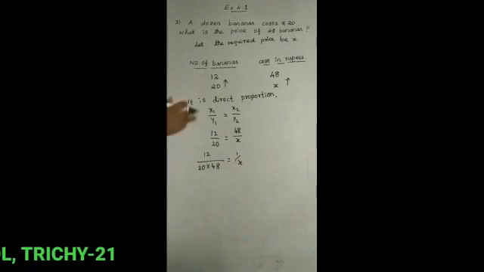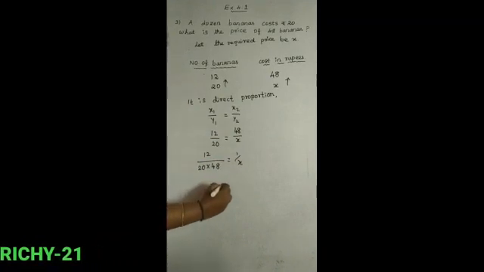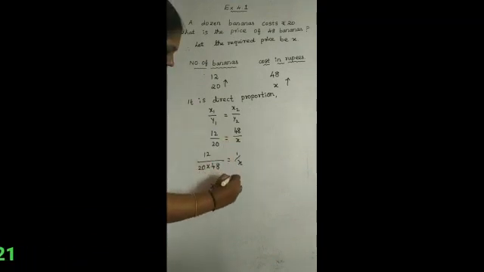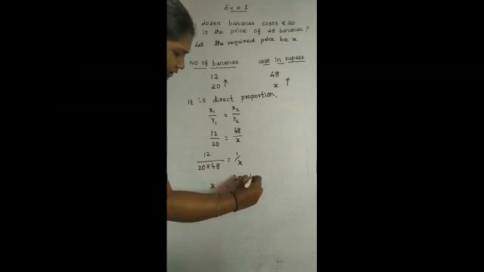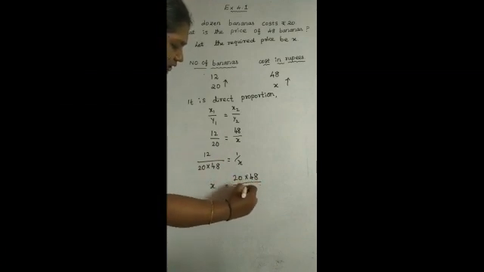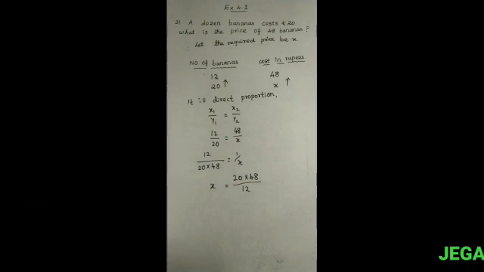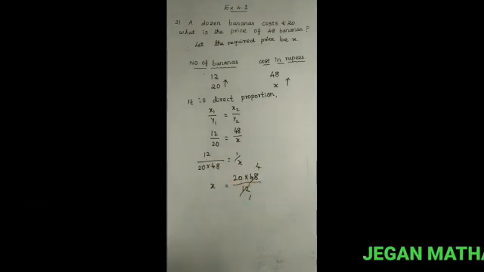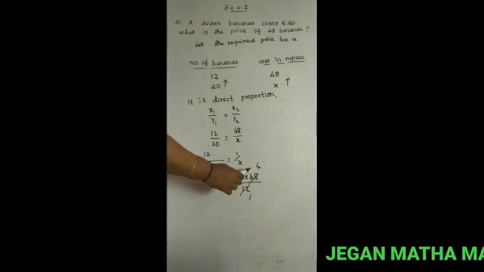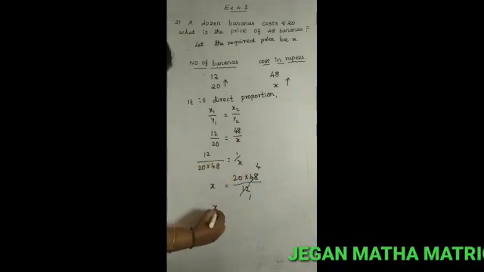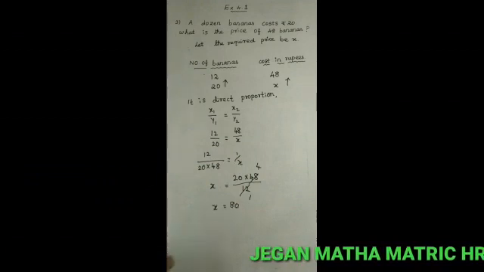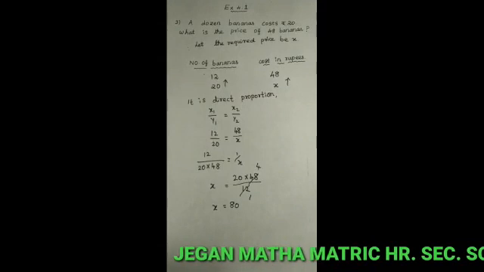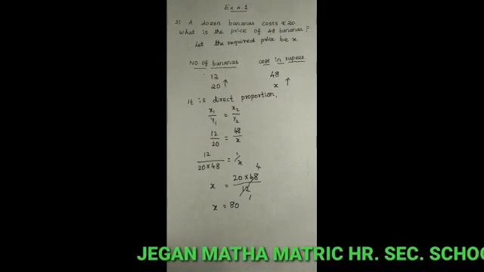So for the x value, we take the reciprocal, so x is equal to, here x comes to this side, this also goes to that side. We change the reciprocal, 20 divided by 48 divided by 12. Here 1 12s are 12, 4 12s are 48. Then 20 multiplied with 4, we have x is equal to 80. So the price of 48 bananas is rupees 80.